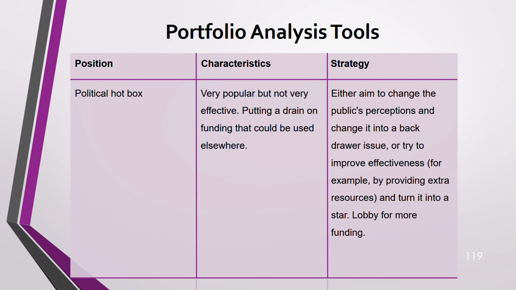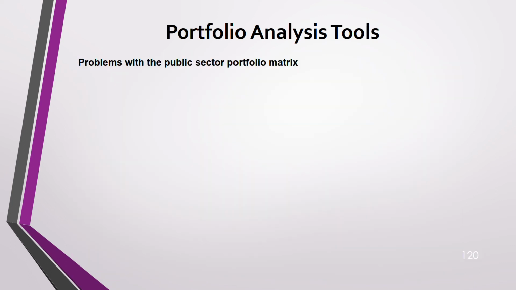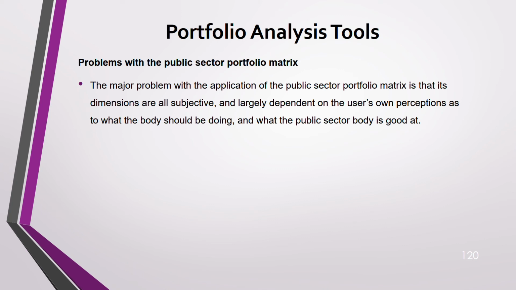Do you understand? Now, there are some problems with this matrix as well, like we had issues with the BCG matrix. What are the problems? One problem is how do you apply this? Because the dimensions are all subjective. High, low, and it depends on the user's perceptions also. What the body should be doing, what the public sector is good at doing. You never know exactly what they are good at doing or what they should be doing.